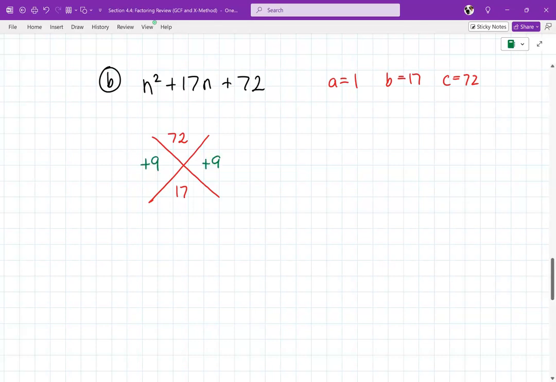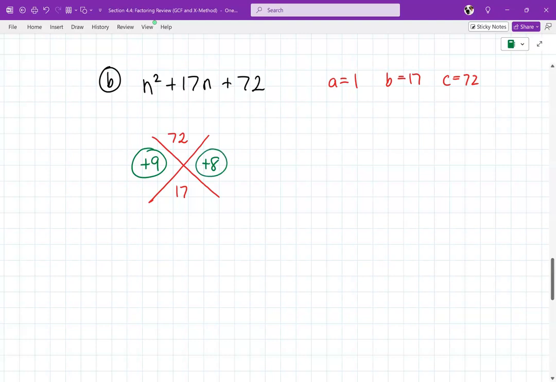So I'm going to put plus on. Whoops, that's not an 8. I mean, that's a 9. So 9 and 8. So I can check it. 9 times 8 is 72. 9 plus 8 is 17. So that's good. And then I'm going to divide by my A term just to make sure. So dividing by 1, it doesn't change the 9. It doesn't change the 8. So these are good answers.